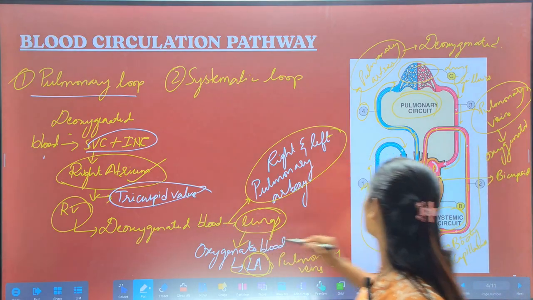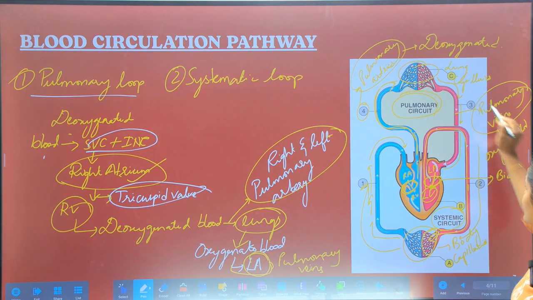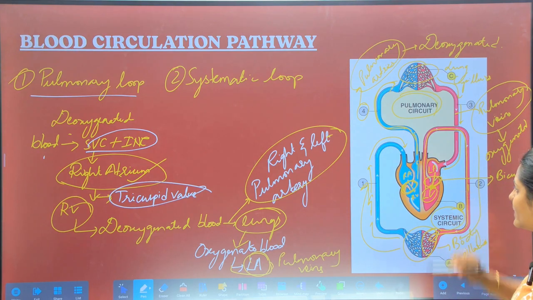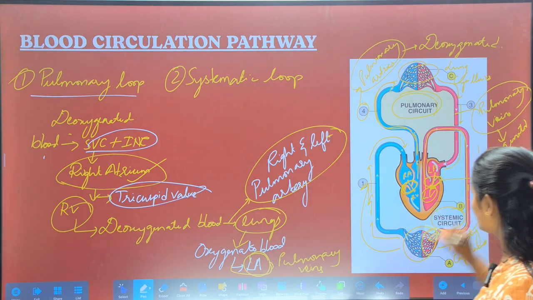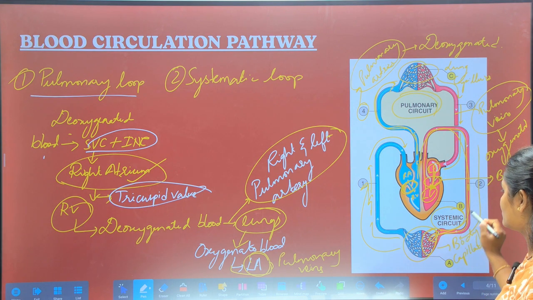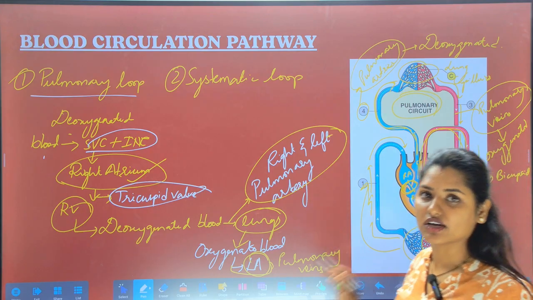Understand? So from the lungs, through pulmonary veins, oxygenated blood comes to the left atrium, then to the left ventricle, and again blood goes out. So this is called the systemic circuit.